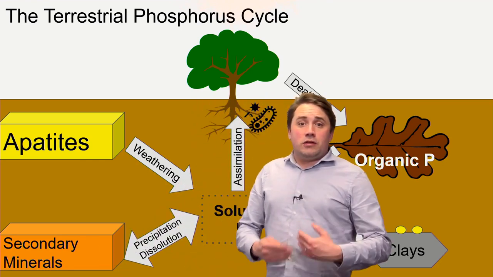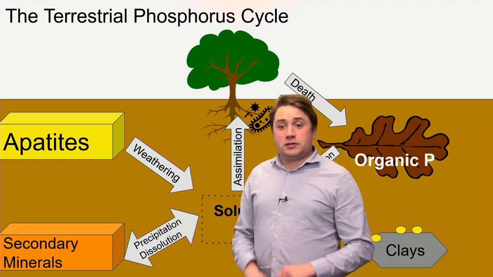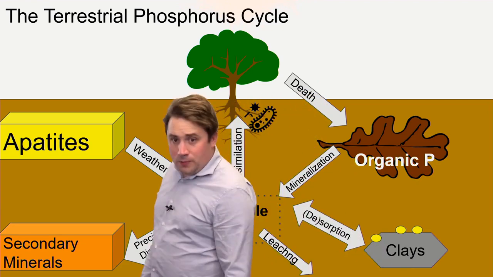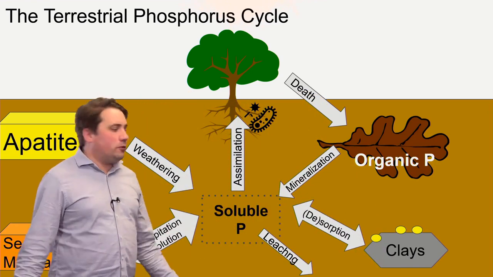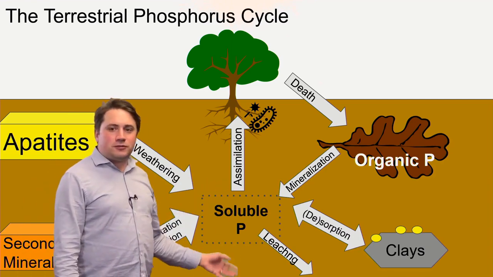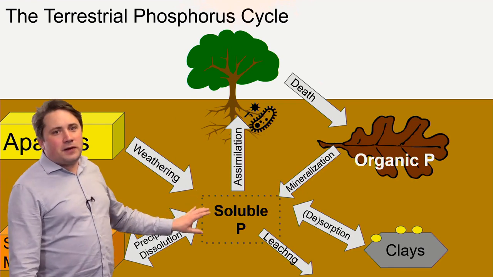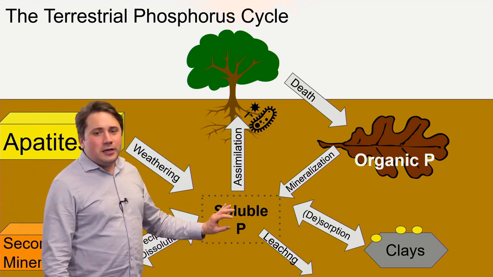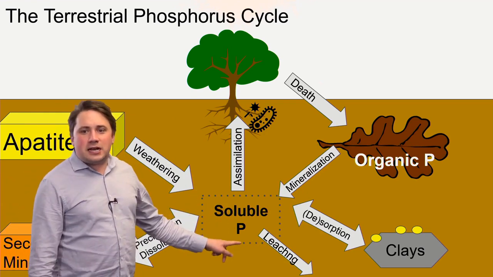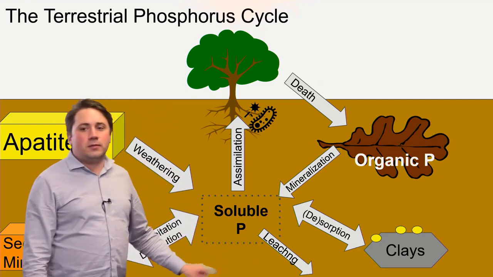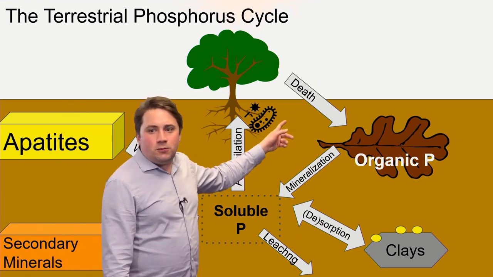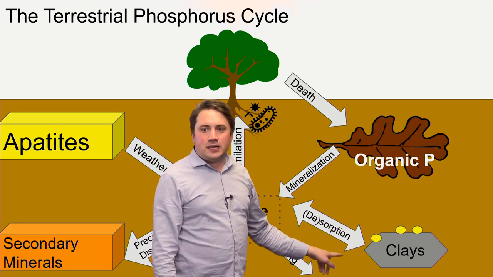But we know that phosphorus is also lost from terrestrial ecosystems. Well, how is it lost? Well, there can be some leaching of soluble phosphorus. You can have soluble phosphorus that just leaches into groundwater or into rivers. But because the amount of phosphorus that's soluble at any given time is so incredibly small, this actually is a very, very small term. But consider these pools, organic phosphorus and clays.